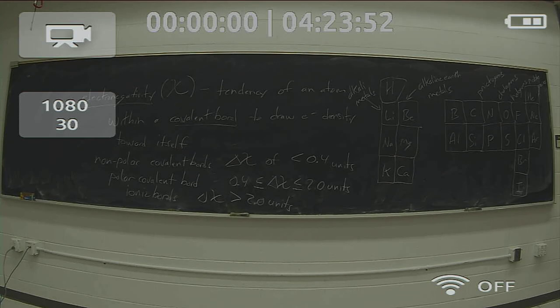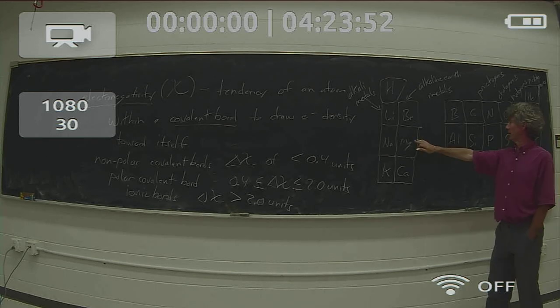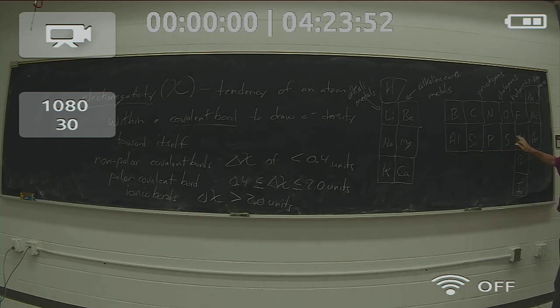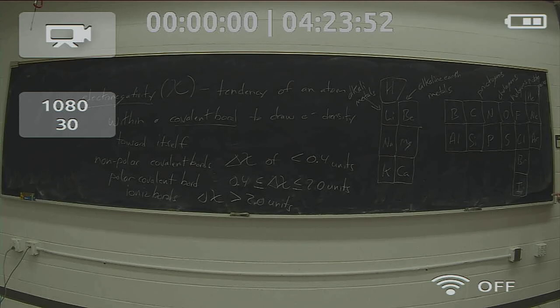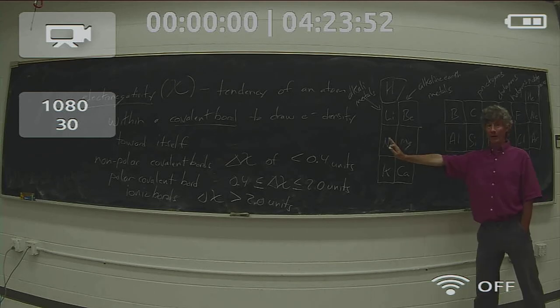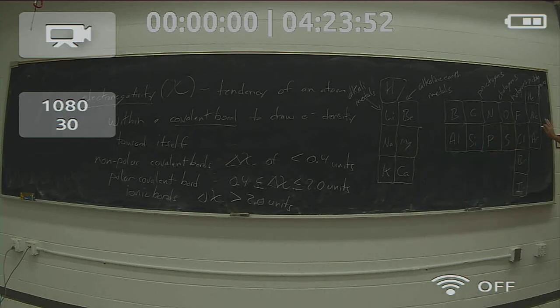So this part of the periodic table, I will expect you to be able to reproduce on demand: hydrogen, helium, lithium, beryllium, boron, carbon, nitrogen, oxygen, fluorine, neon, sodium, magnesium, aluminum, silicon, phosphorus, sulfur, chlorine, argon, and then potassium and calcium, bromine, iodine. You may remember that metals are on the left-hand side, non-metals are on the right-hand side.